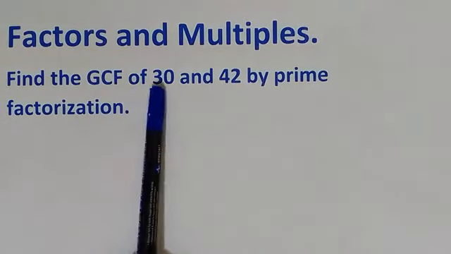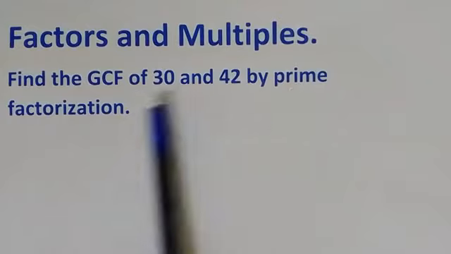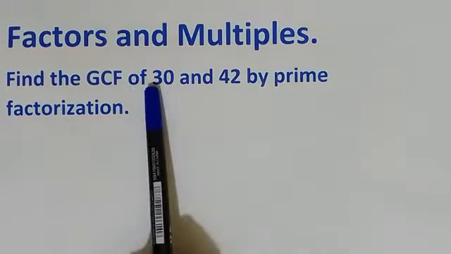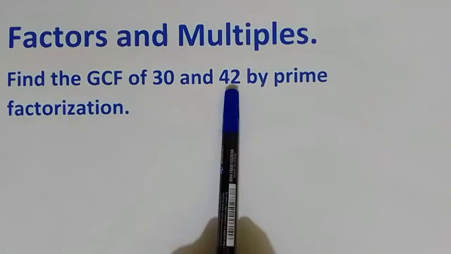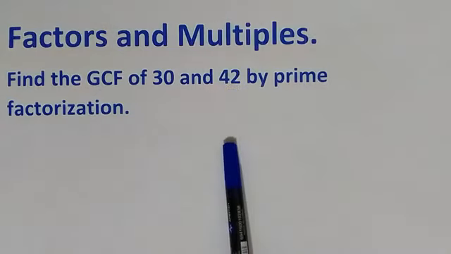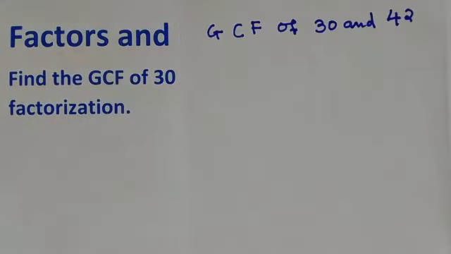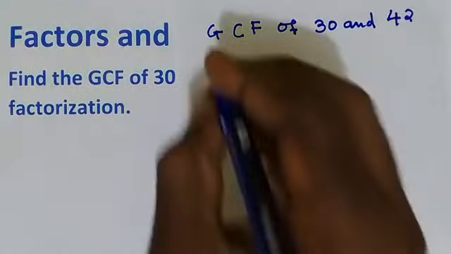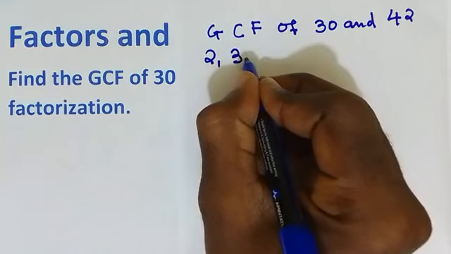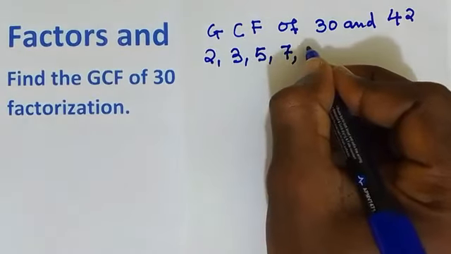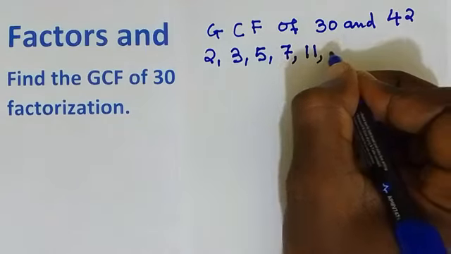We are still working with factors and multiples, and today we are going to find the greatest common factor of 30 and 42 by prime factorization. In this method, we are going to use prime factors to divide 30 and 42, and we are going to choose the common one. After that, we are going to multiply them to get the greatest common factor. The prime factors that we are going to use are 2, 3, 5, 7, 11, and so on.